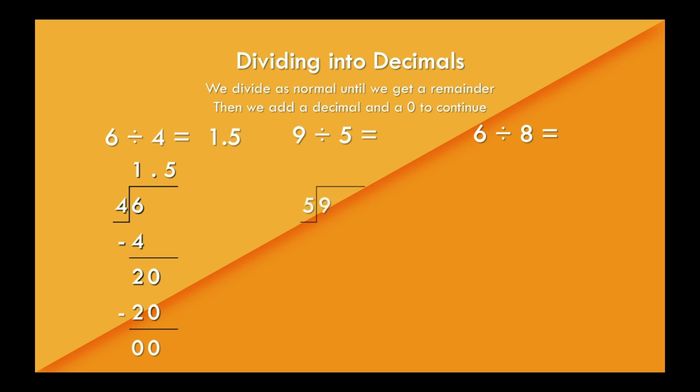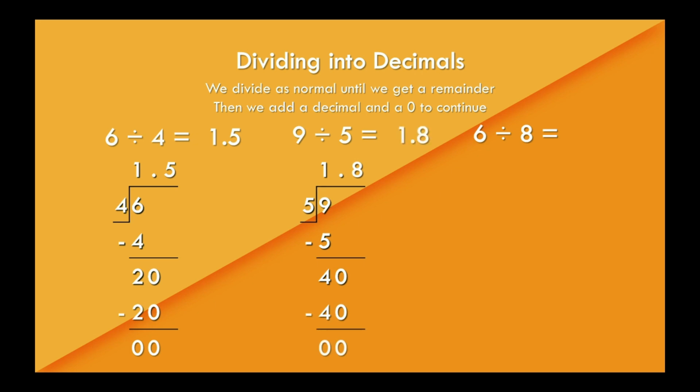9 divided by 5. Setting it up as normal, we know that the closest number that we can get to 9 is 5. 5 times 1 is 5. So 1 above, 5 below, we get a remainder of 4. Now 4 is smaller than 5. We arrive at the same problem we did previously. So we add a decimal point above in the answer section and add a 0 in the remainder, making it 40. Now 40 can be found in the table of 5 by doing 5 times 8. So writing 8 above after the decimal point and 40 below, we can get a remainder of 0 after subtracting, giving us a final answer of 1.8.